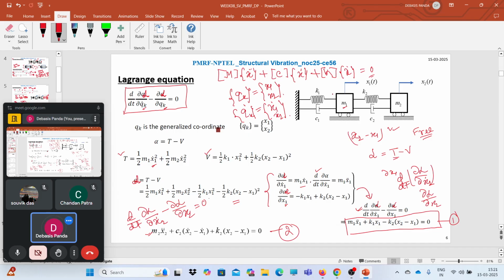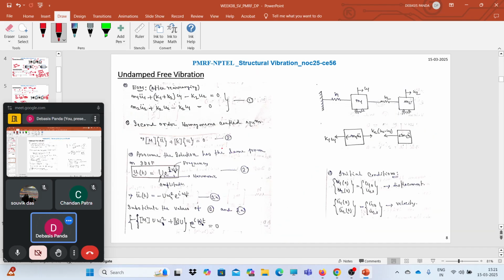Now we will see how to solve an undamped free vibration case for a multi-degree of freedom system. For now, if you have any questions, you can ask me, then we will move to this topic. Do you have any questions?